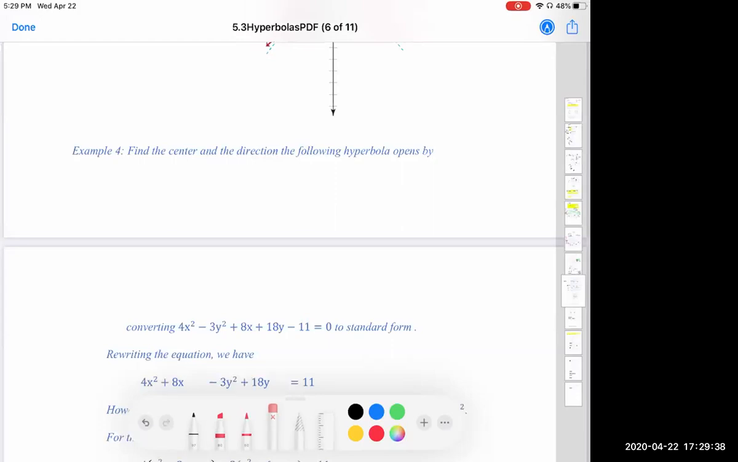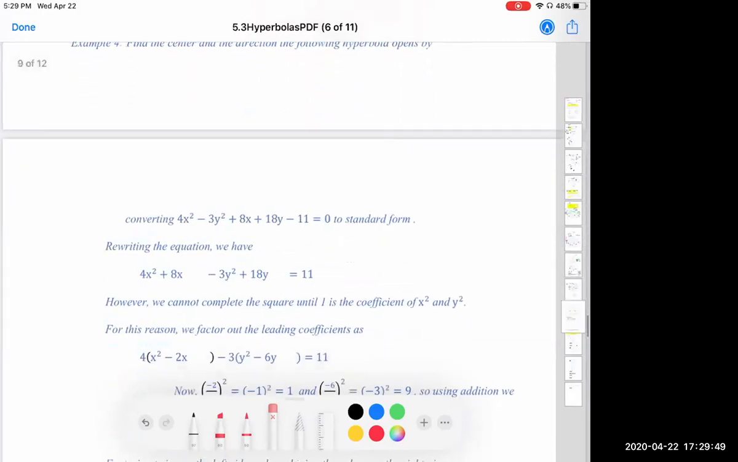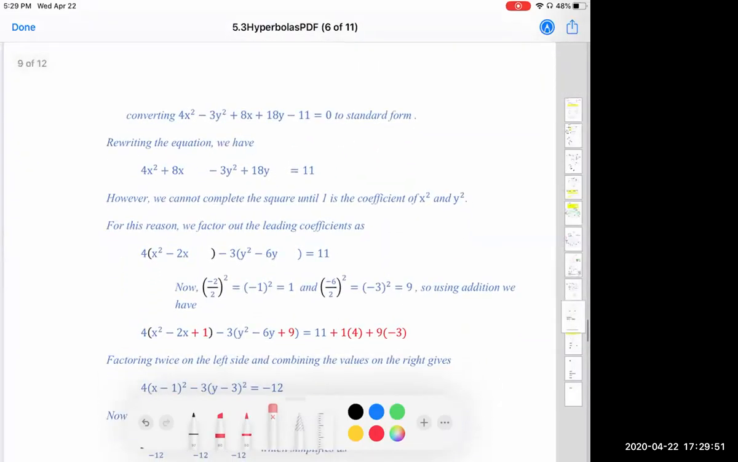Example 4 reads, find the center and the direction the following hyperbola opens by converting 4x squared minus 3y squared plus 8x plus 18y minus 11 to standard form. I think we're pros, but we can never have enough practice of this. I never liked completing the square when I was going through school, but now I really enjoy it. It's challenging, but it's so worth it at the end.